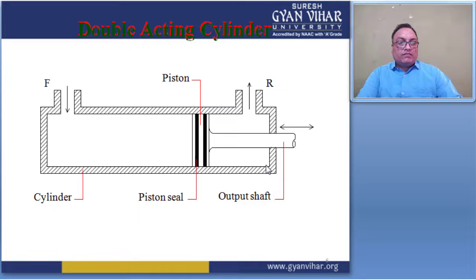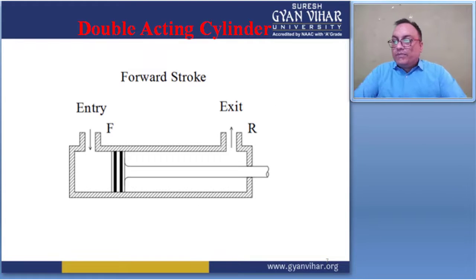So let us move to the next case, the double cylinder. Here this figure shows the entry and exit of the fluid and the forward stroke of the cylinder. F denotes forward and R is reverse, and here on the left side port the fluid enters, and on the right side port the fluid goes back to the reservoir.